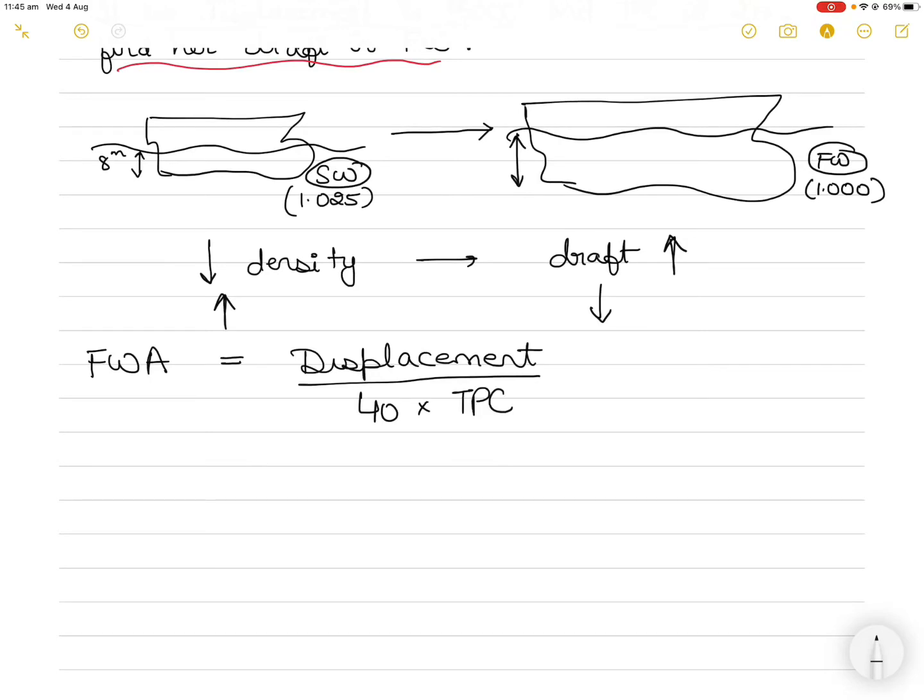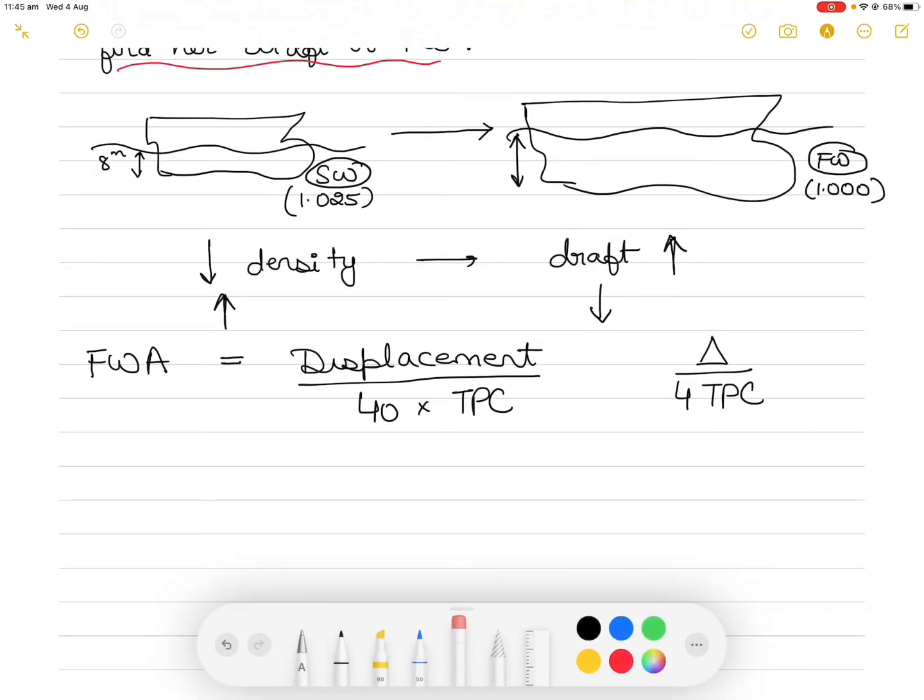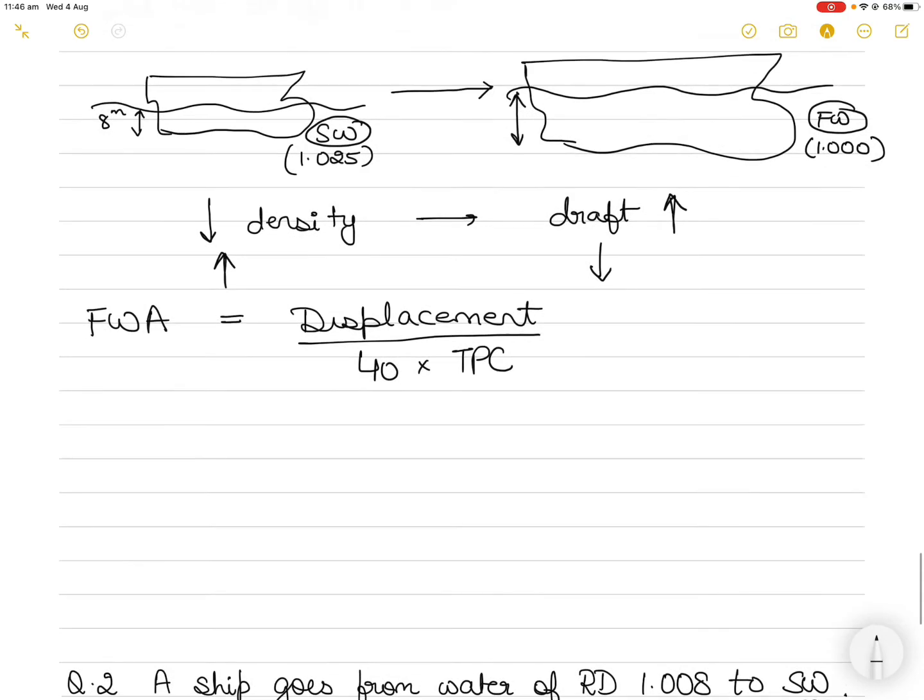Alright. Now remember, sometimes in some books they also say the formula is displacement divided by 4 TPC. That is also correct. Depends on the unit you take. So if you take 40 TPC, the unit will be in centimeters, and if you take 4 TPC, the unit will be in millimeters. But I don't want to confuse you here. I just thought I'll clear it in case you are using some other book other than the one I am talking about. So displacement over 40 times TPC.